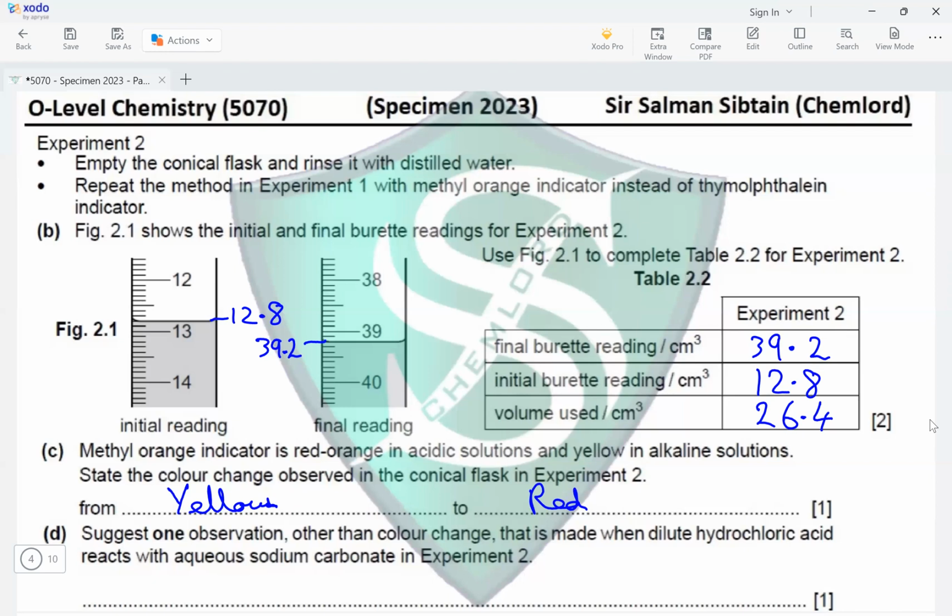Part D. Suggest one observation other than color change that is made when dilute hydrochloric acid reacts with aqueous sodium carbonate in experiment 2. Okay, so basically here an acid is reacting with a carbonate, so definitely carbon dioxide would be produced during this reaction. And how is that observed? We write effervescence, and a colorless gas evolves.